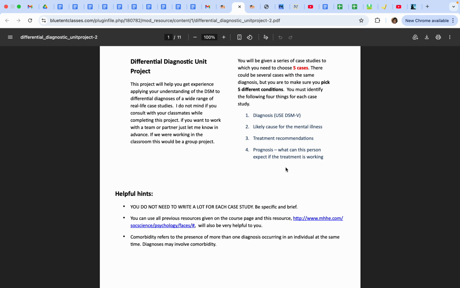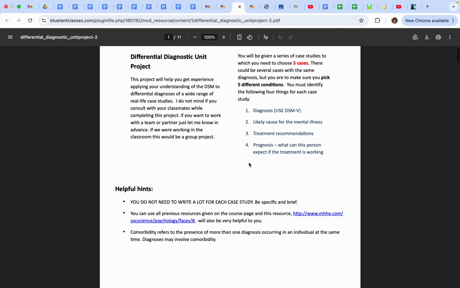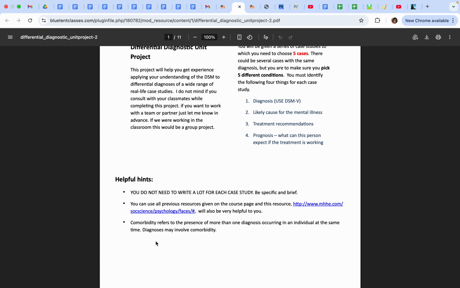You don't have to write a lot for these. You could write them as bullets or numbers. You can use any of the resources that we've used, plus there are a couple extra ones. And don't forget that on your diagnosis, you could have something that's comorbid, and comorbid means more than one diagnosis. So you could have a primary and a secondary diagnosis.